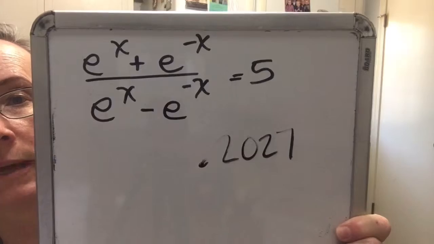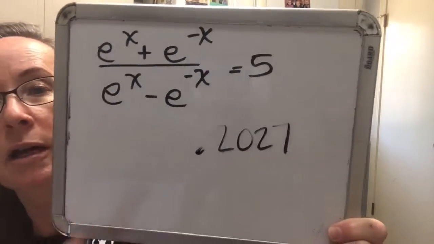0.2027. Okay, and when I look in the answer key, it is 0.203, which is fine. So 0.2027 or 0.203. So basically those two are just calculator problems. No other way you're going to get them done. So just enjoy playing with your calculator on those.